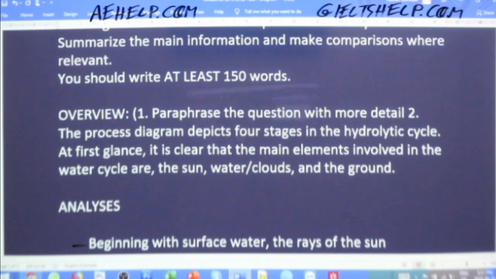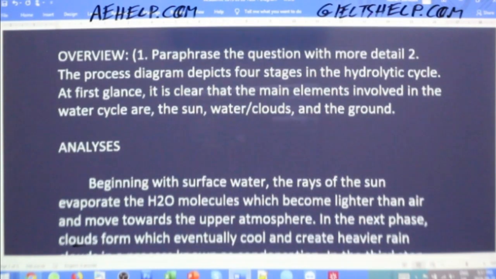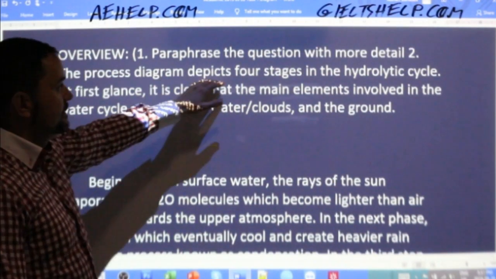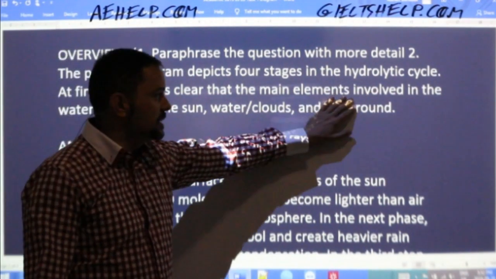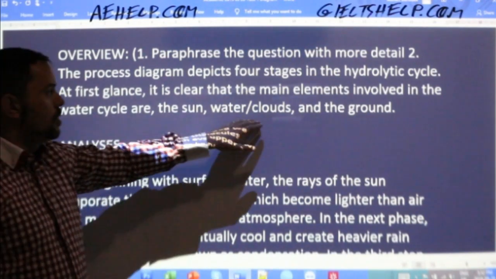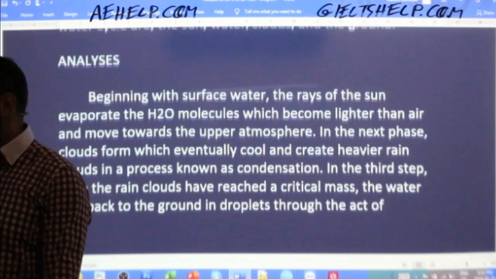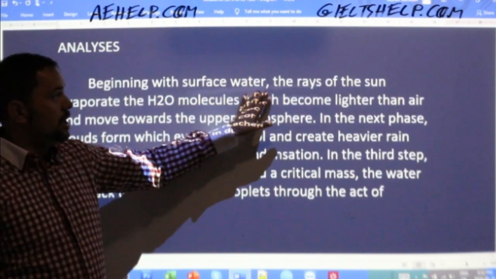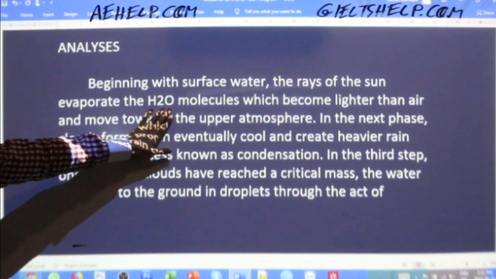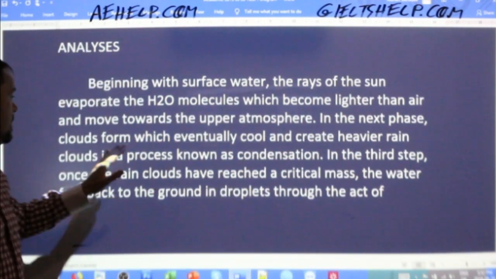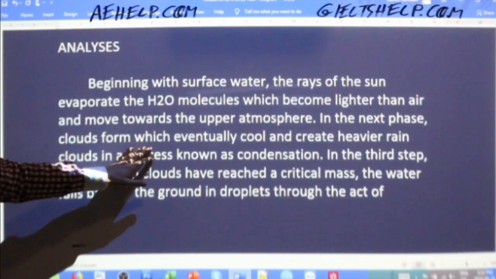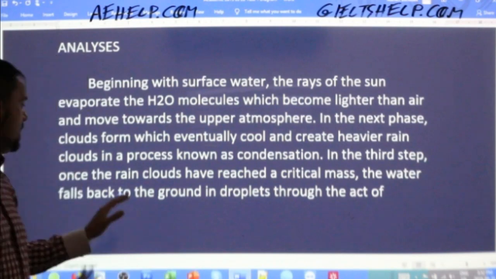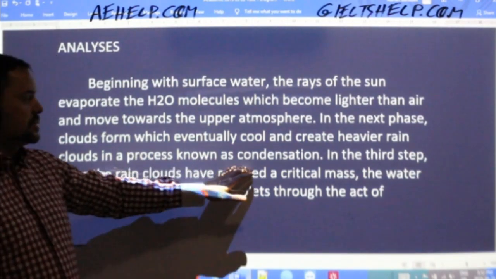Let's read it together, make sure it makes sense, make sure that we didn't make any big mistakes. The process diagram depicts 4 stages in the hydrolytic cycle. At first glance, it is clear that the main elements involved in the water cycle are the sun, water, clouds, and the ground. Beginning with surface water, the rays of the sun evaporate the H2O molecules, which become lighter than air and move towards the upper atmosphere. In the next phase, clouds form, which eventually cool and create heavier rain clouds in a process known as condensation.